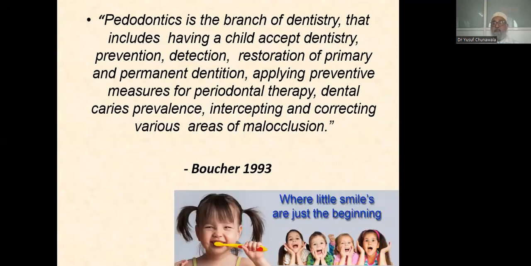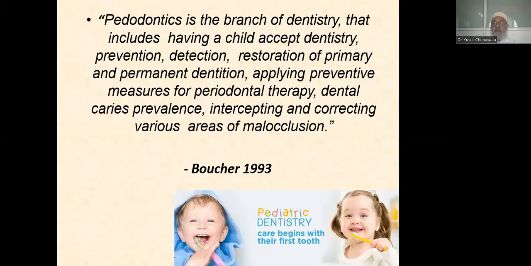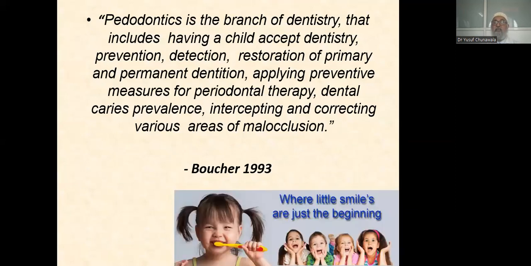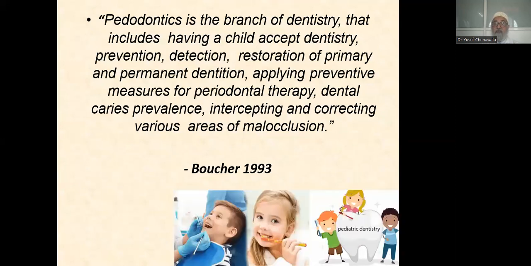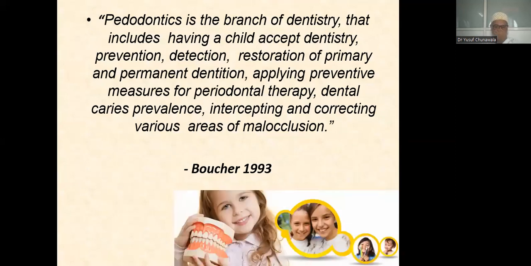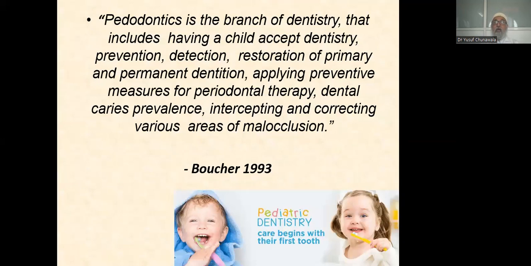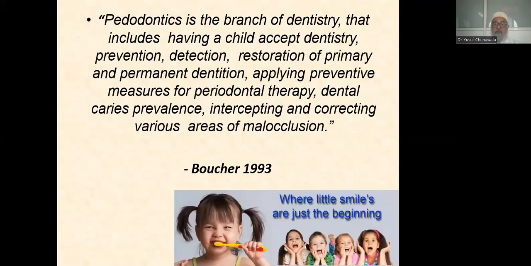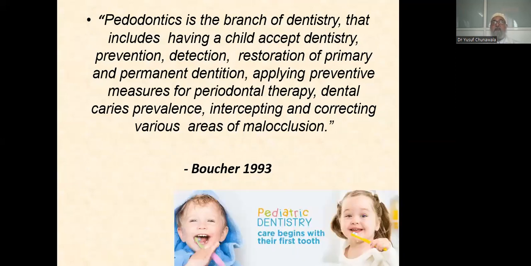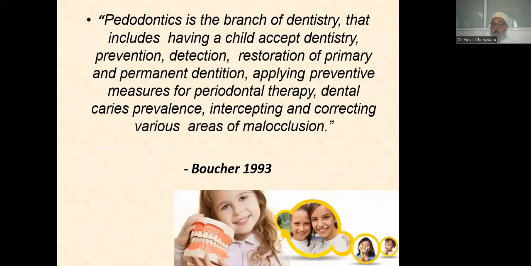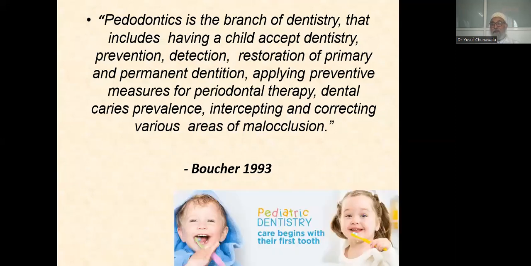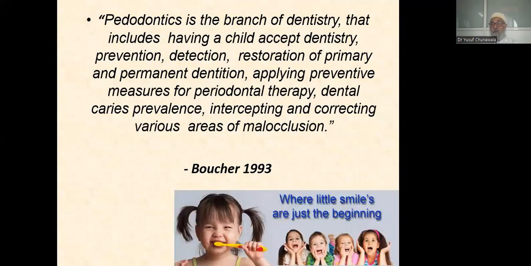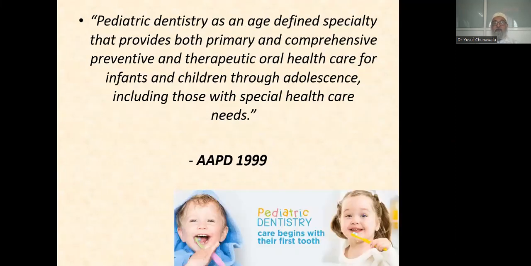Boucher, way back in 1993, gave this particular definition, that it is a branch of dentistry that includes having a child accept dentistry, prevention, detection, restoration of primary and permanent dentition, applying preventive measures for periodontal therapy, dental caries prevalence, intercepting and correcting various areas of malocclusion. So here it becomes more of a descriptive part. He's mentioned what all will be there or included in pediatric dentistry.